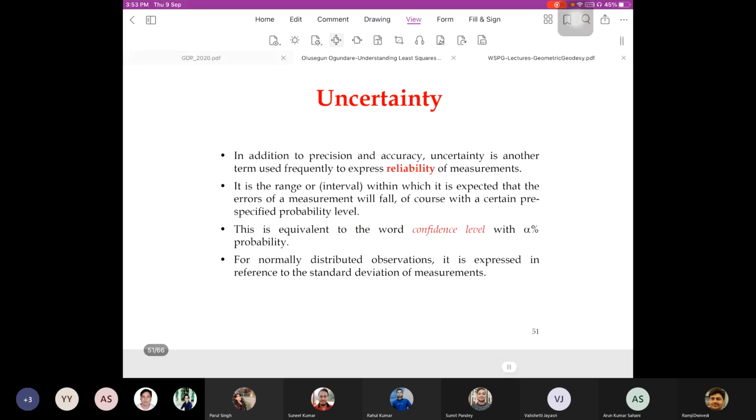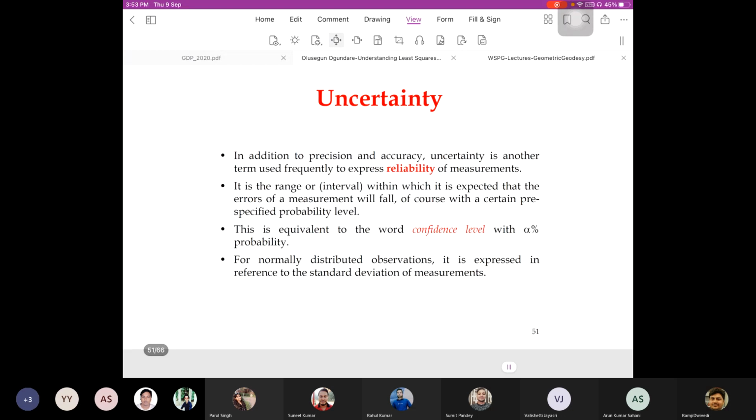So if we move ahead with the term uncertainty: in addition to precision and accuracy, uncertainty is another term frequently used to express reliability of the measurement. Please remember, in the case of reliability, you have to measure it with uncertainty. How uncertain is your data set, being a certain value within this and this. Uncertainty always works with a range. You cannot work with a single value. You have to work with a range.